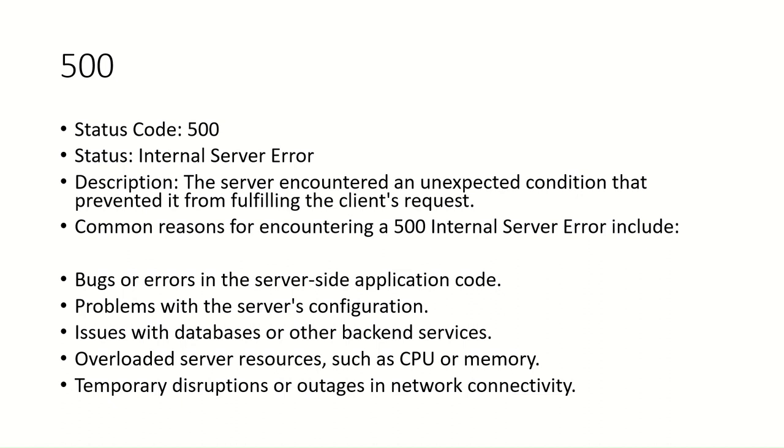In the description, we can say that the server encountered an unexpected condition that prevented it from fulfilling the client request. Common reasons for encountering a 500 internal server error include bugs or errors in the server-side application, problems with the server configuration, issues with the database or backend service, overloaded server resources such as CPU or memory, and temporary disruption or outage in the network connectivity. So these are the possible reasons when you will get the 500.